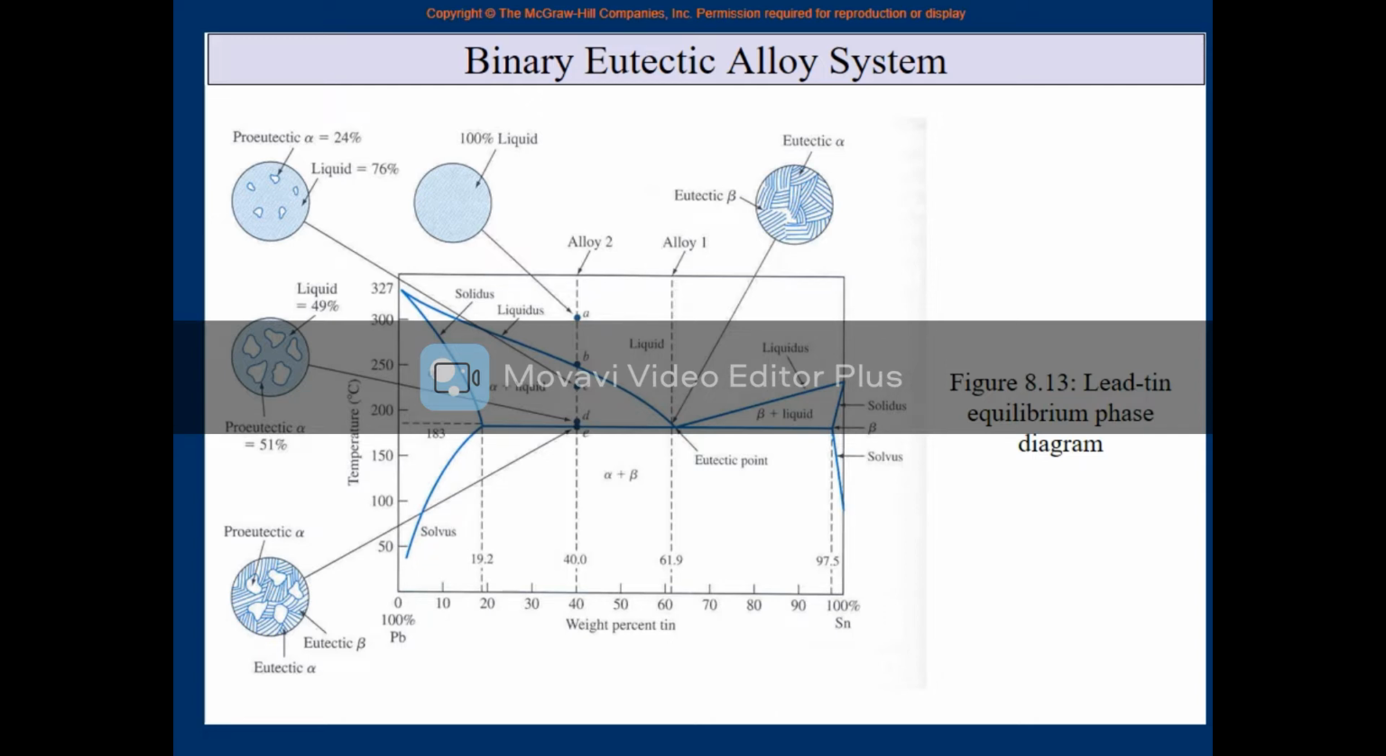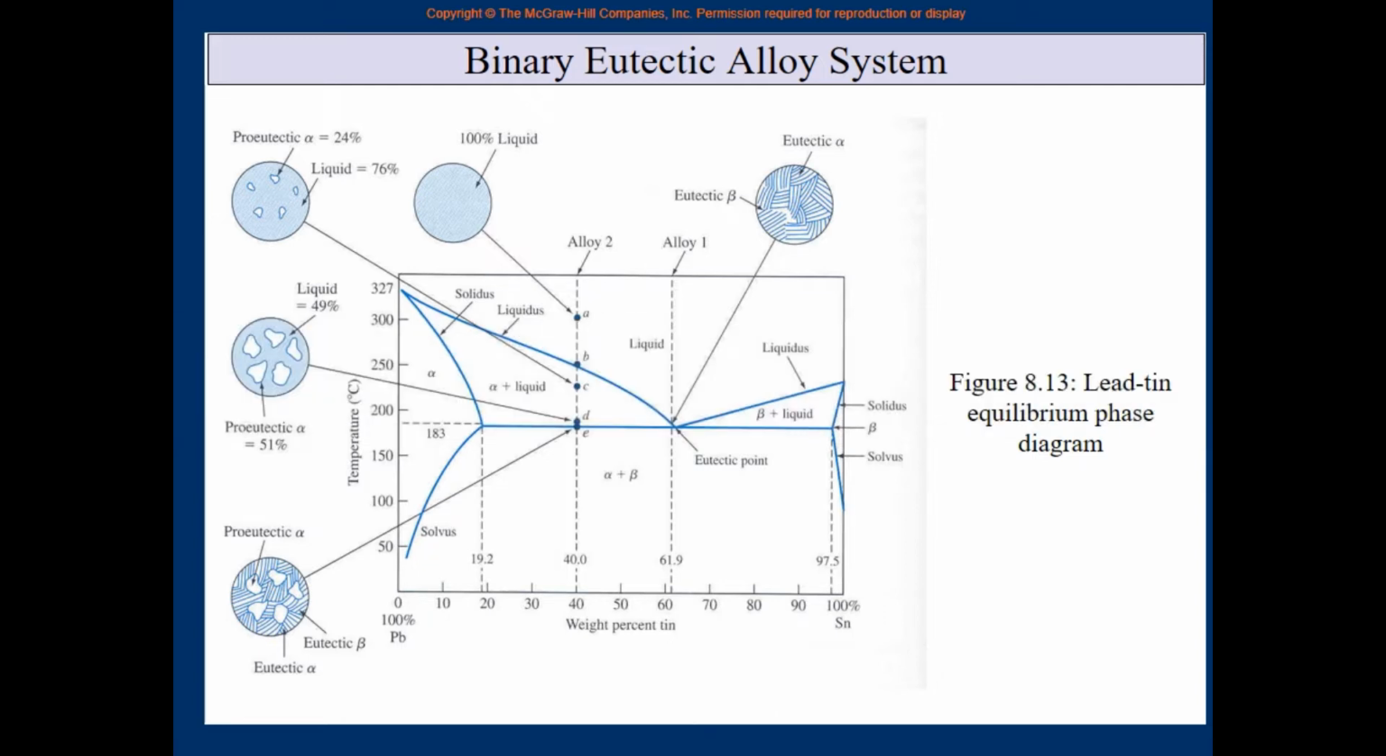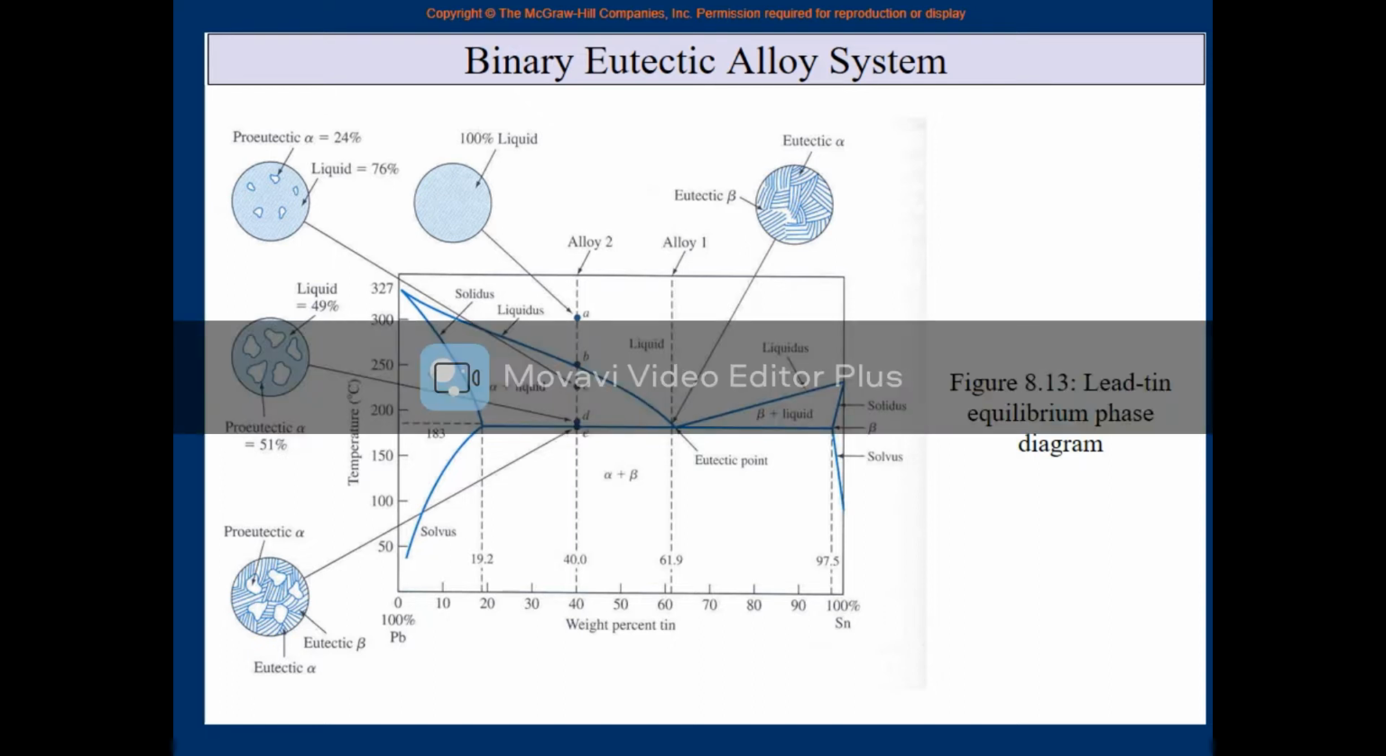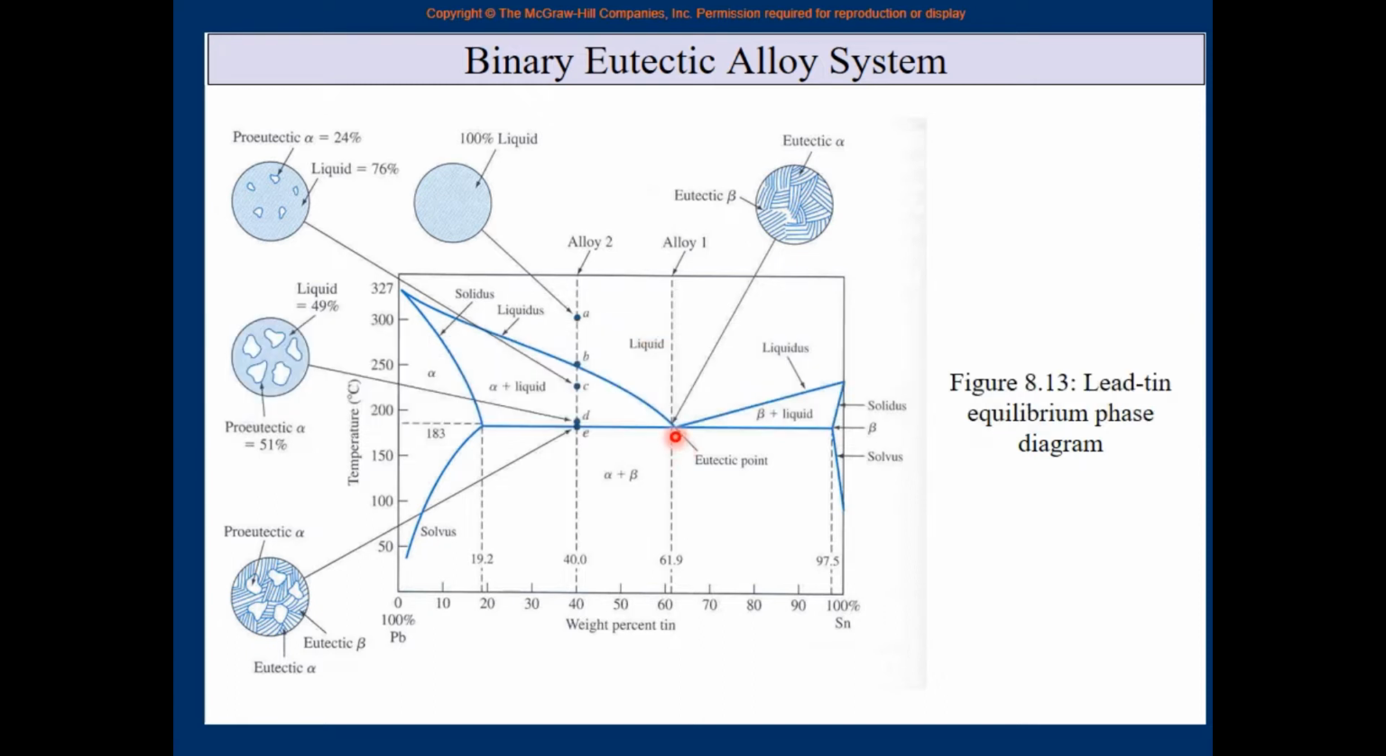Can you find any triple point here? Just take 5 or 10 seconds. A triple point means a point at which three phases coexist, three different types of things coexist. So let us see this point. On this side we have liquid. On this side we have solid alpha plus beta.